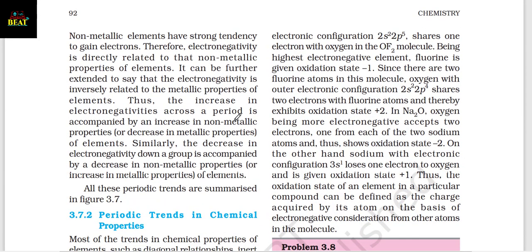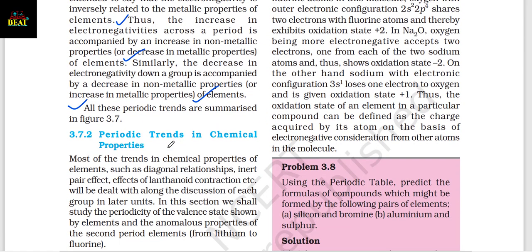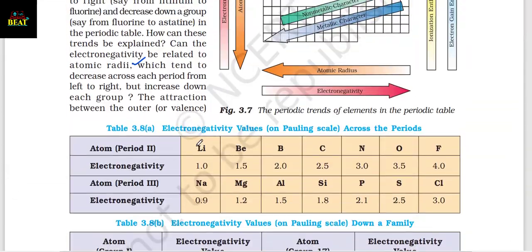Non-metallic elements have a strong tendency to gain electrons. Therefore, electronegativity is directly related to the non-metallic properties of elements. It can be further extended to say that electronegativity is inversely related to the metallic properties of elements. Thus, the increase in electronegativities across a period is accompanied by an increase in non-metallic properties or decrease in metallic properties of elements. Similarly, the decrease in electronegativity down a group is accompanied by a decrease in non-metallic properties of elements. All these periodic trends are summarized in Figure 3.7. That is Figure 3.7.